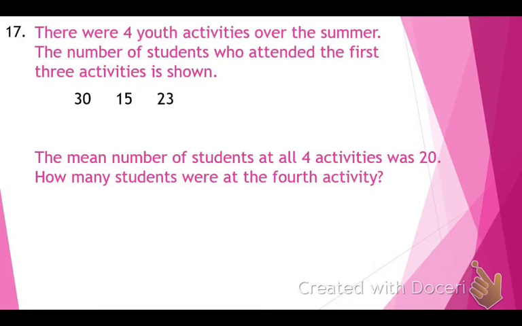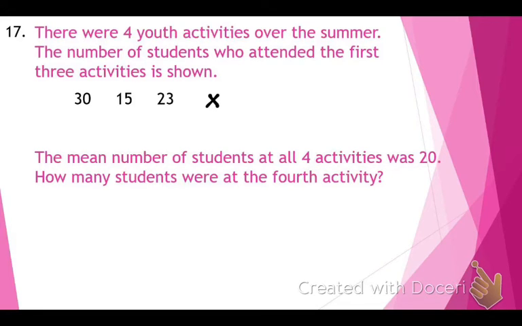Okay, so the next one says, there were 4 youth activities over the summer. The number of students who attended the first 3 activities is shown. The first one was how many, guys? Everyone look at the board. 30. The second one was how many? 15. The third one? 23. The fourth one? We don't know. The fourth one is a mystery.